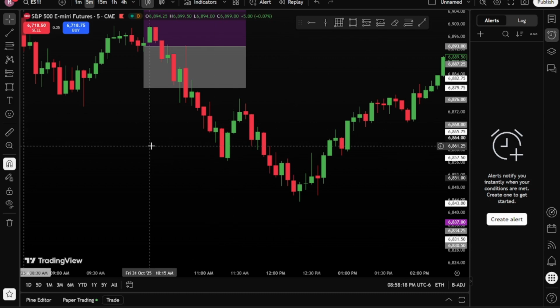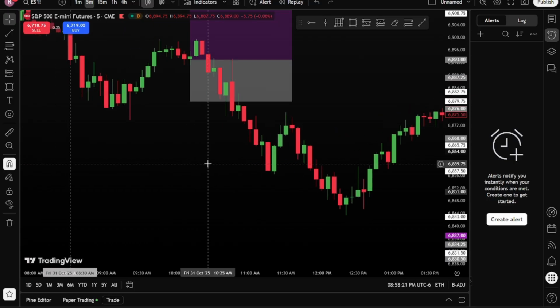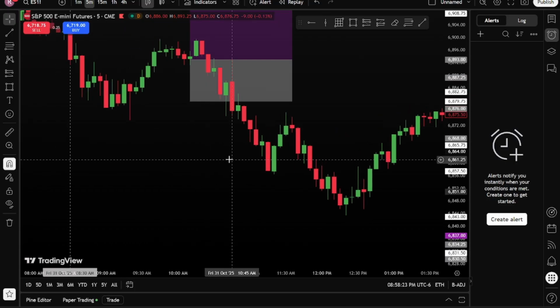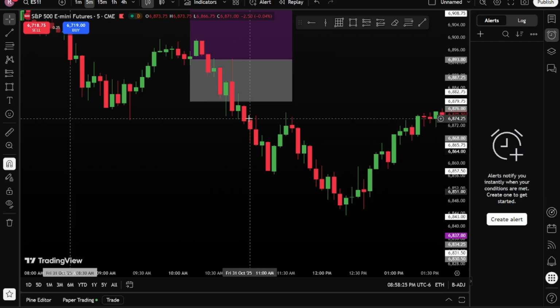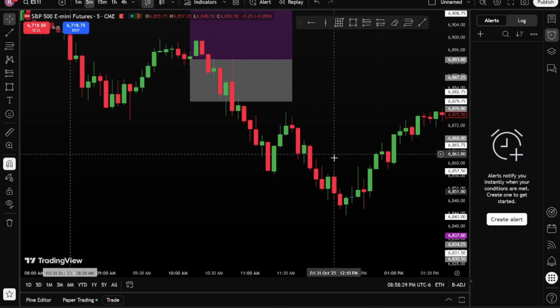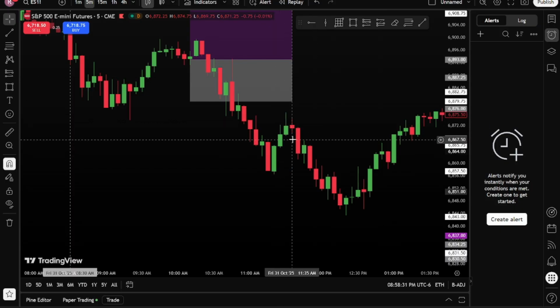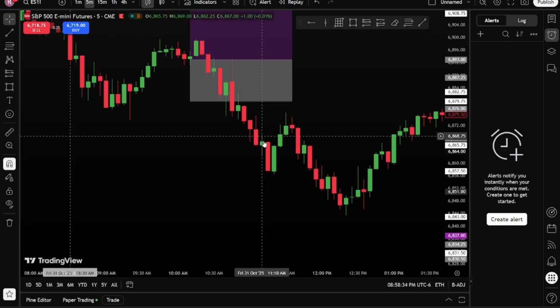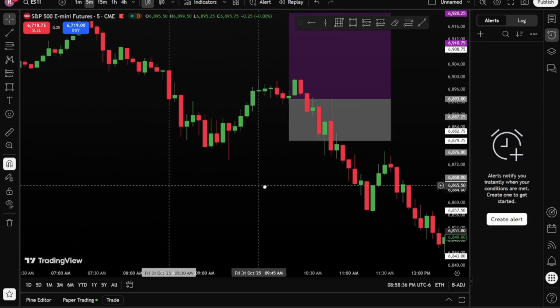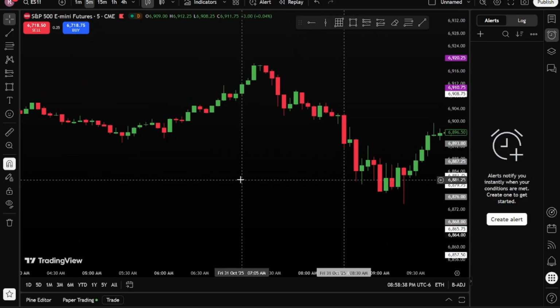What really helps me differentiate the breaker blocks and the order blocks, because they're very similar, is that the breaker blocks go against order flow. So if we're in an uptrend, the red candles are the breaker blocks. If we're in a downtrend, the green candles are the breaker blocks. That's what helps me differentiate them.